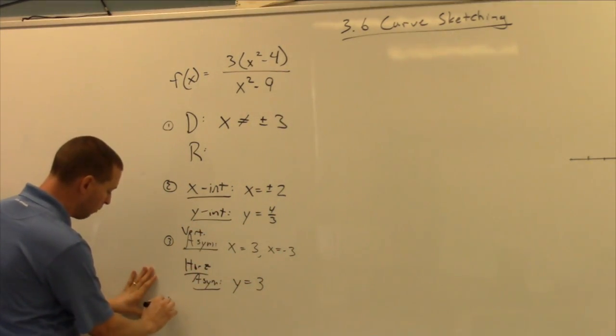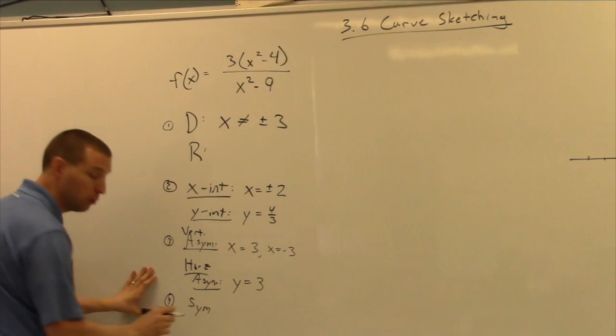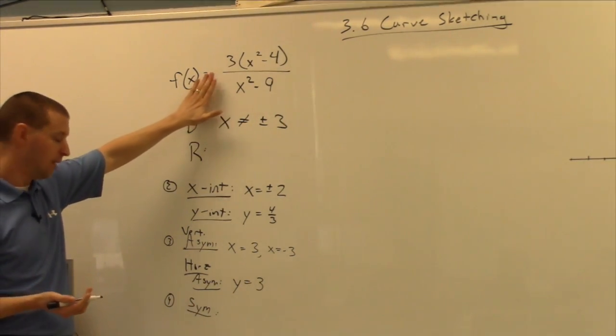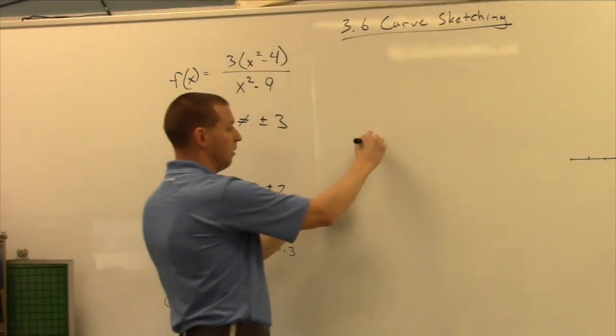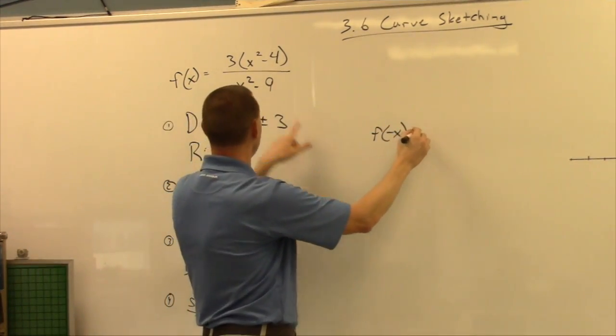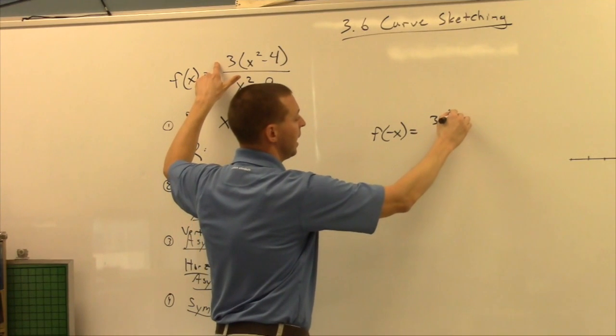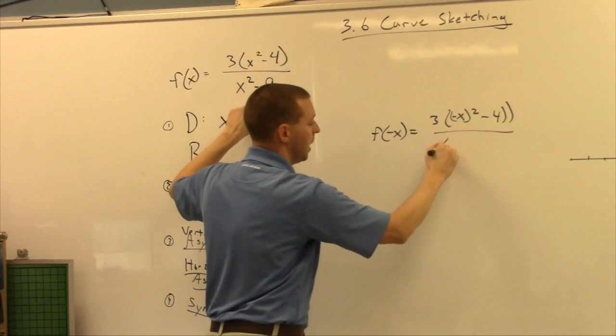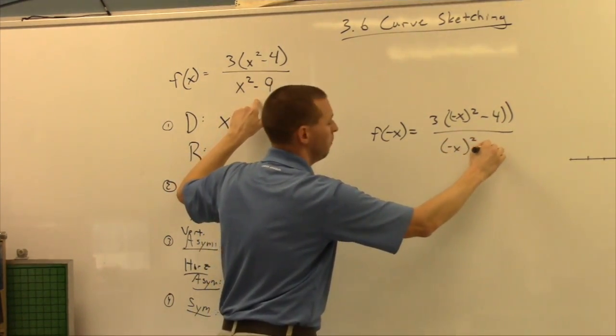Symmetry would be the last thing I want to take a look at before I do anything with my derivative. So remember, for symmetry, I'm going to plug in negative x. Let me do the work of that over here. So 3, and then I have negative x, that quantity squared, minus 4. And on the bottom, I'd have negative x squared minus 9.